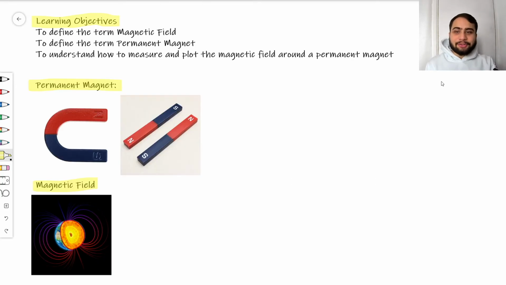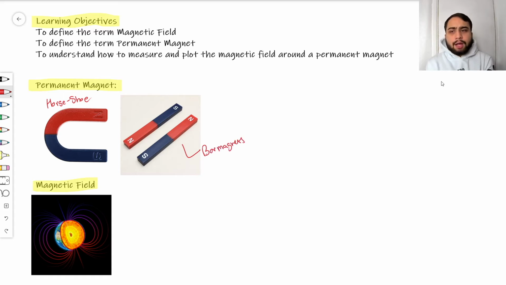Okay, so I have here on the screen two examples of permanent magnets. This one on the left, that kind of looks like a U, is called a horseshoe magnet. This is because it looks like a horseshoe that you would put on a horse's hooves. And over here, these ones, which are very common in schools, are called bar magnets.